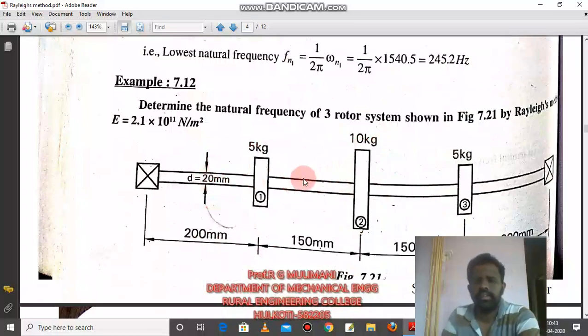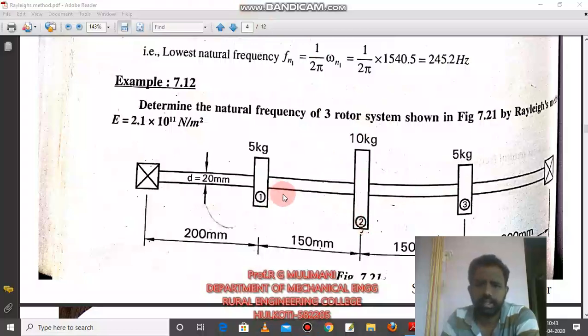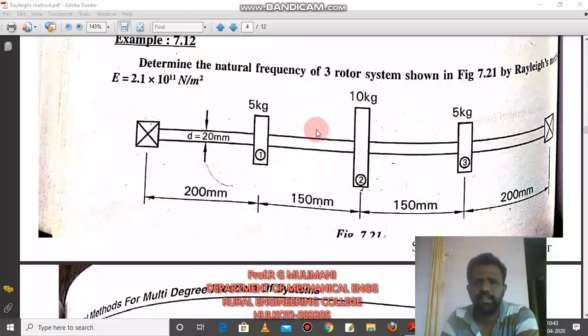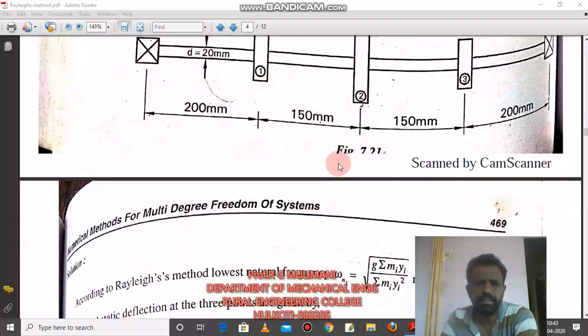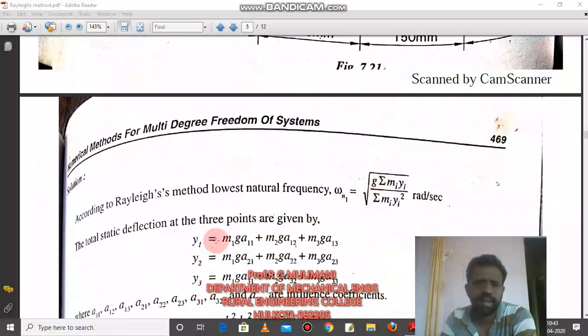This is one more problem. It is a simply supported beam with 3 masses, so it is a 3 degree of freedom system. For a 3 degree of freedom system there are 9 influence coefficients. It was already posted in the previous session how to find the influence coefficients for the simply supported beam with 3 masses. For the 3 masses, the deflections of mass 1, mass 2, mass 3 are y1, y2, y3.